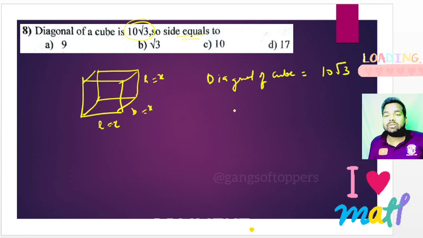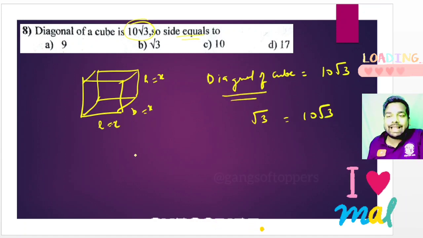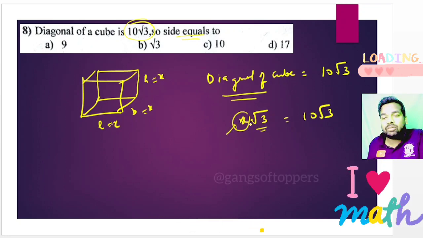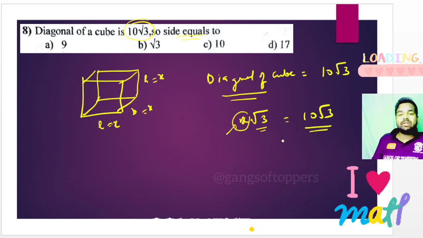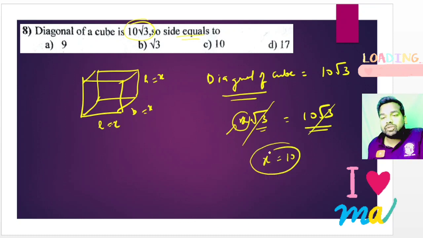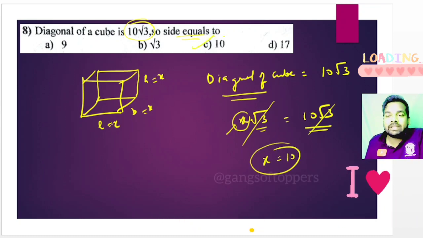I think everybody knows the concept of how you are going to find it. If you are going to find the diagonal of a cube, then the diagonal is equal to x root 3. Here x indicates the sides, and if you multiply root 3 into x, it becomes the diagonal. So cut the root 3 and root 3, and x is equal to 10. So from the options, C is equal to 10.